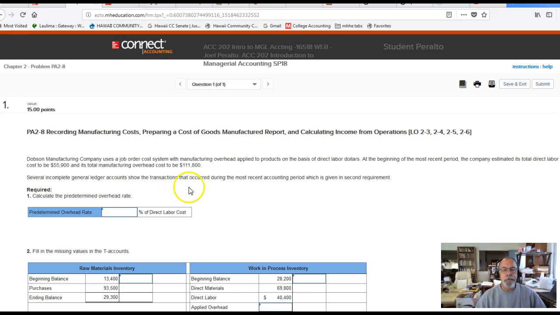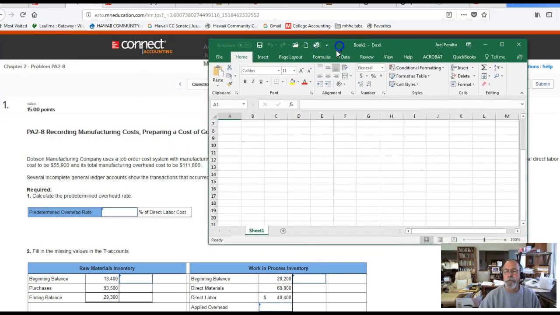And those two components, direct labor cost and total manufacturing overhead costs, are the two variables that go into the calculation of the predetermined overhead rate. And so that's the first requirement for this problem. And I'm going to use an Excel spreadsheet like I did in the previous problem to just show the calculations in rough format. So let me bring that over here.